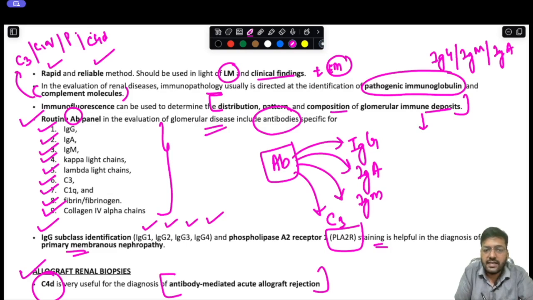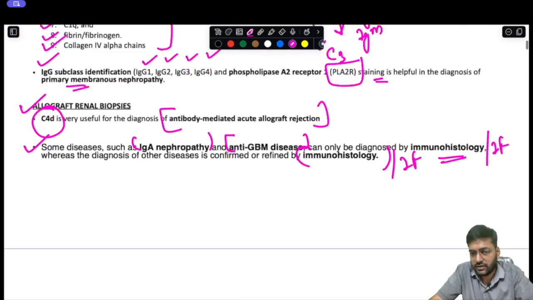Now some diseases such as IgA nephropathy and anti-glomerular basement membrane disease can only be diagnosed by immunohistology or immunofluorescence method, whereas the diagnosis of other diseases is confirmed or refined by doing immunohistology or immunofluorescence. Okay, so there are certain diseases where immunofluorescence plays a very important role, and there are certain diseases where immunofluorescence is giving an extra benefit. So they are actually confirming or refining the diagnosis.